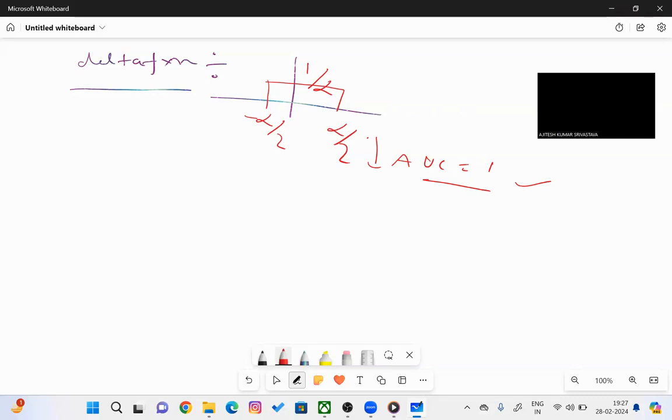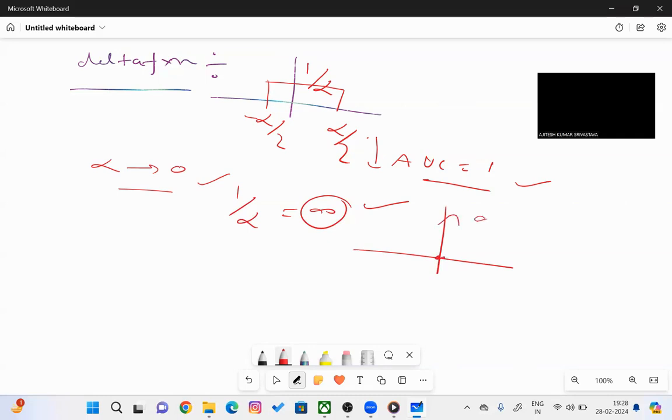If alpha tends to 0, then this 1 by alpha tends to infinity. Its amplitude, meaning its height, tends to infinity. So if alpha tends to 0, the signal is present at the 0 point and its height goes up to infinity.